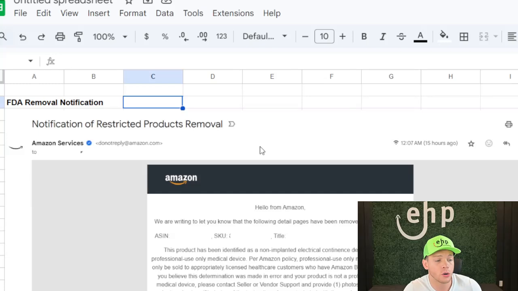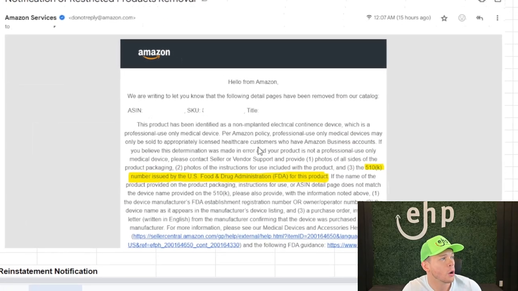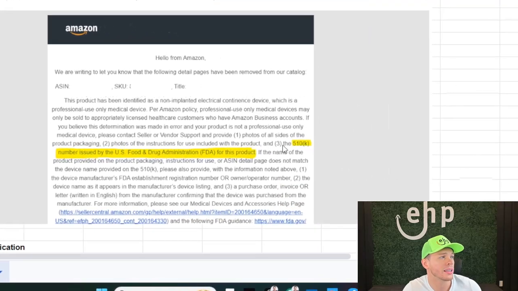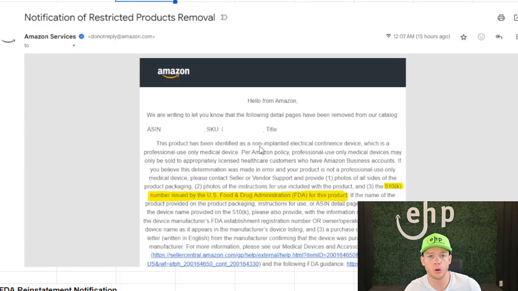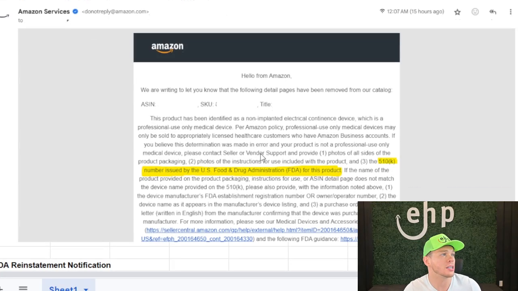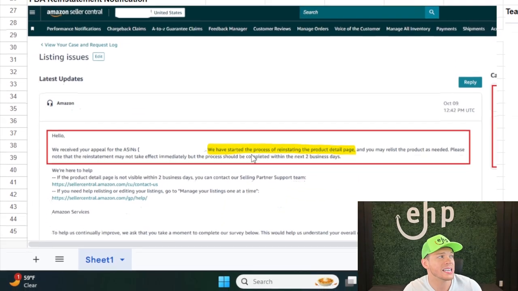Now you can see right here, this is one of the notifications that came up recently for one of our clients. And of course, they need an FDA 510K number. Super annoying, extremely difficult to get around and to get reinstated. It is possible because yes, we did get it reinstated.